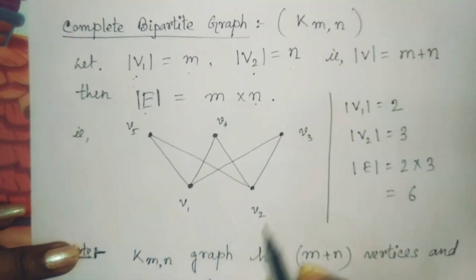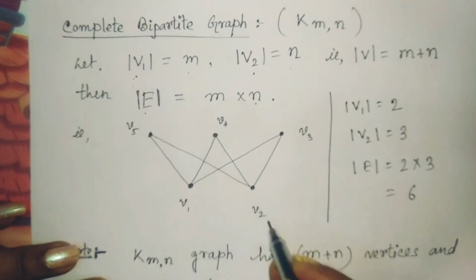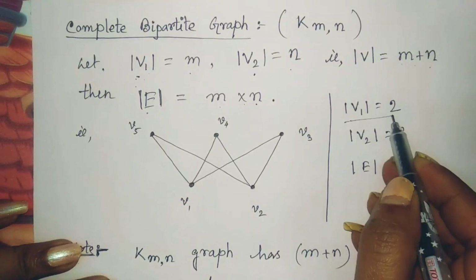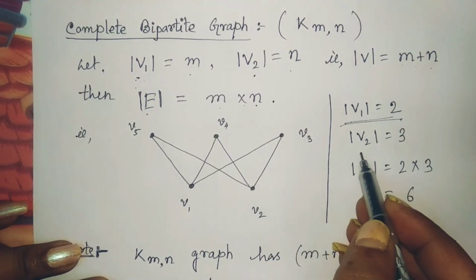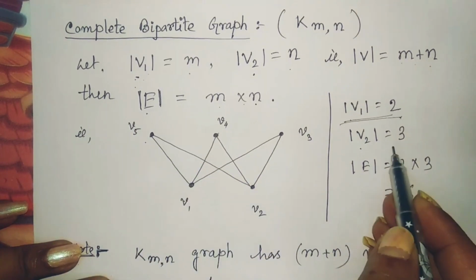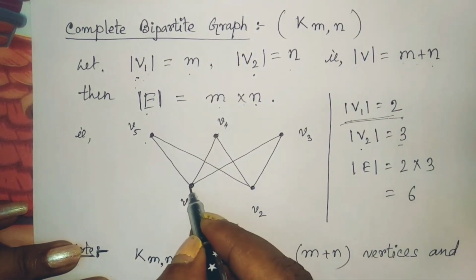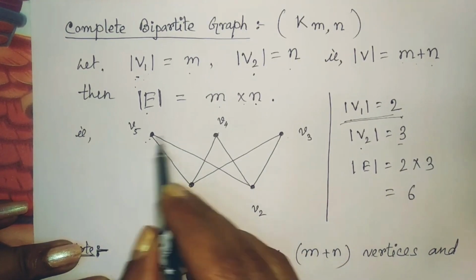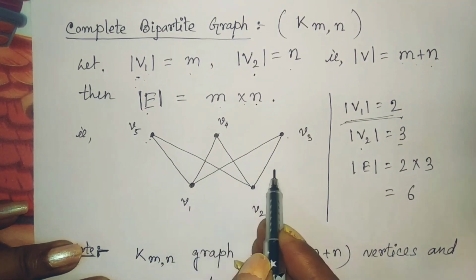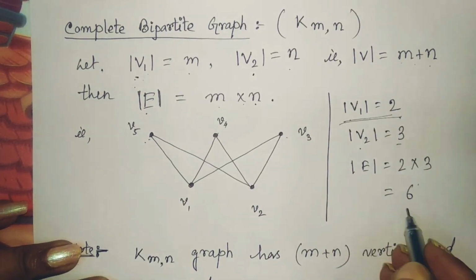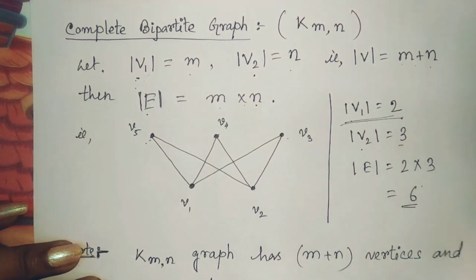For example, let this one be a graph where V1 and V2 consist in the set V1, which has cardinality 2, and another set of vertices that contains V3, V4 and V5, so its cardinality is 3. Now V1 connects with all these 3. V2 connects with all these 3. So total 6 edges we will find. It is 2 cross 3. So this total 6 number of edges we will find.